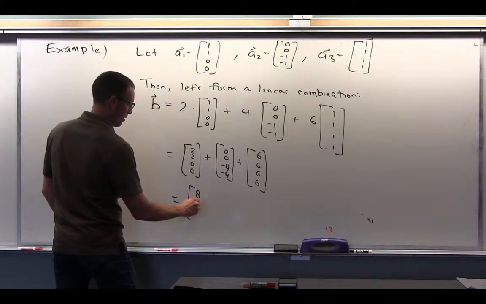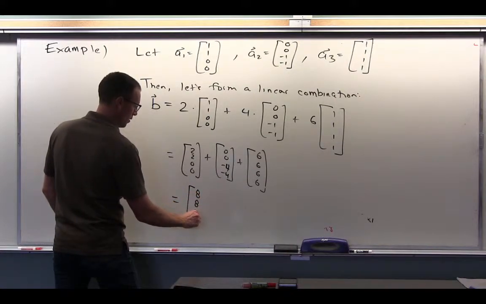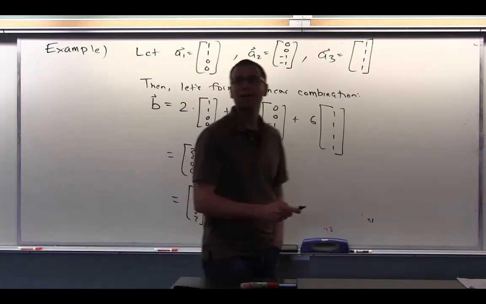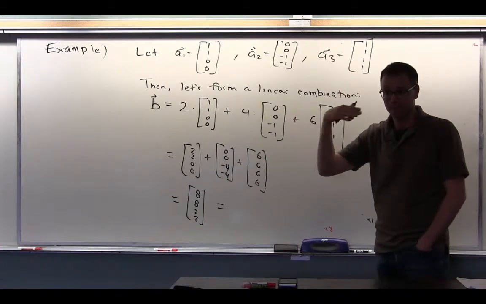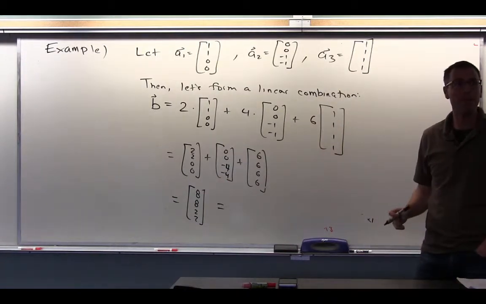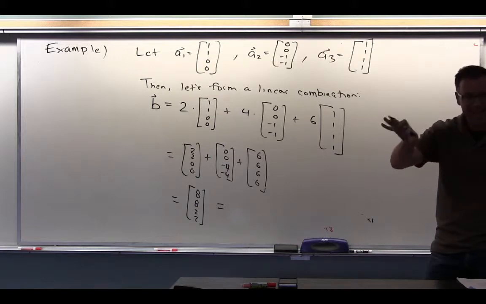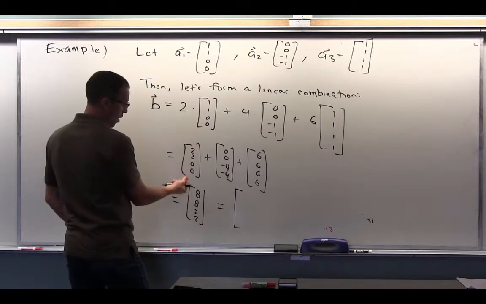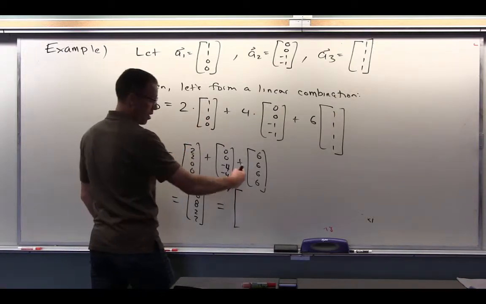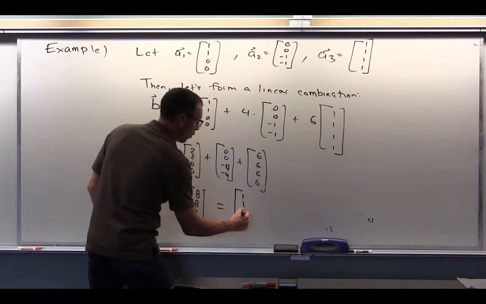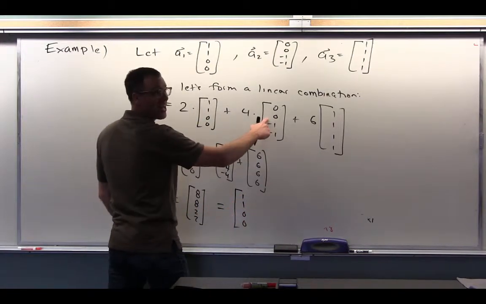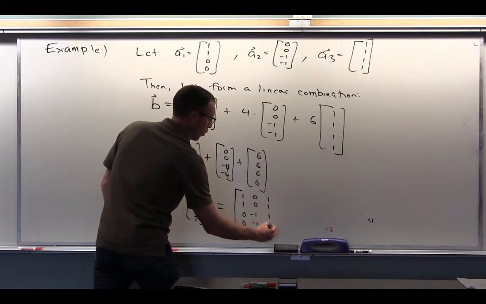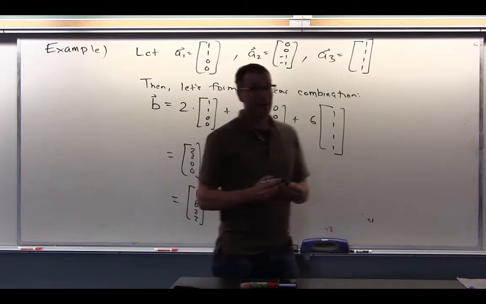What is this thing? 8, 8, 2, 2. Can you write this as a matrix vector product? We haven't defined that yet, but what would that matrix vector product be when we get there eventually? We're not there yet, but what would that be, Nick? The first vector becomes the first column, so this would be 1, 1, 0, 0. The 0, 0, negative 1, negative 1, and then what? 1, 1.